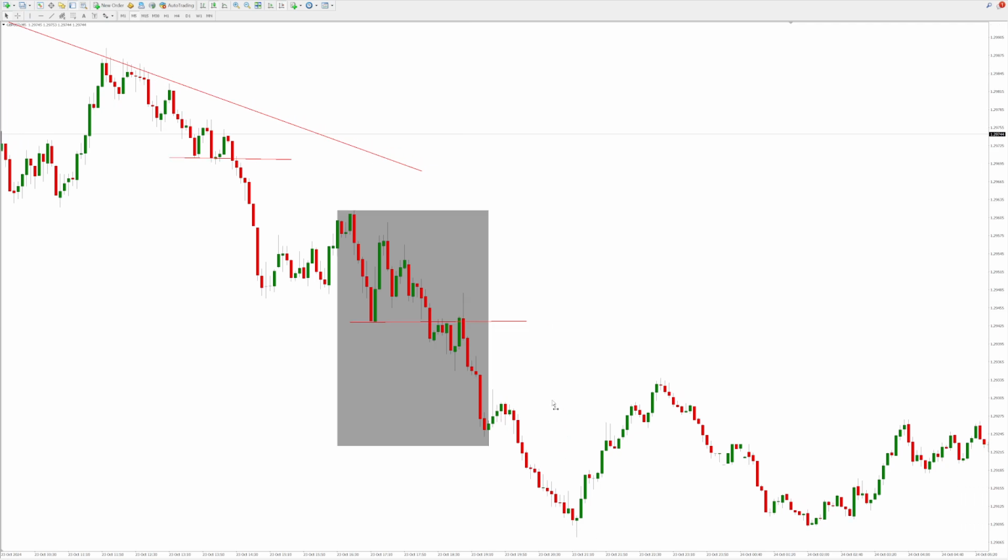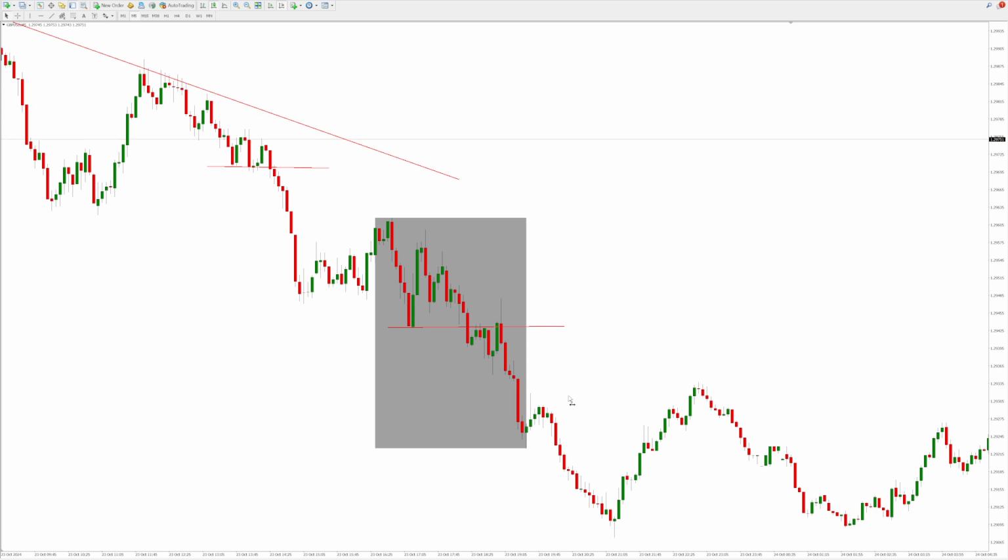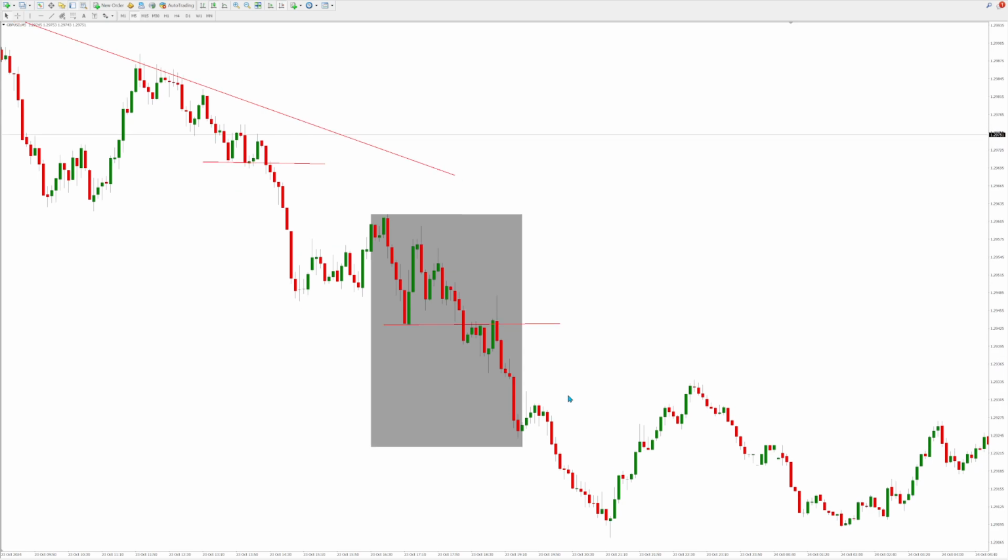30 plus pips there. So yeah, that's just one particular way to trade the New York kill zone. As I said, I would trade with the trends. Trend is your friend and all that.